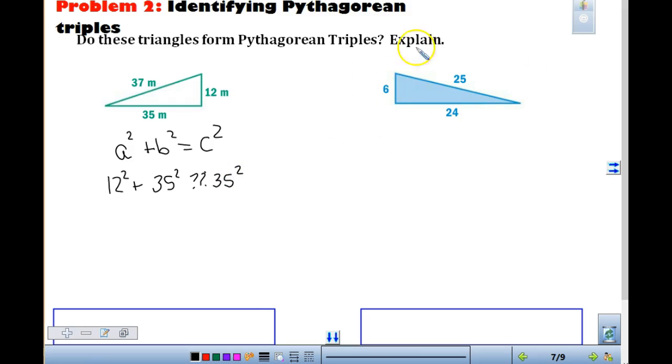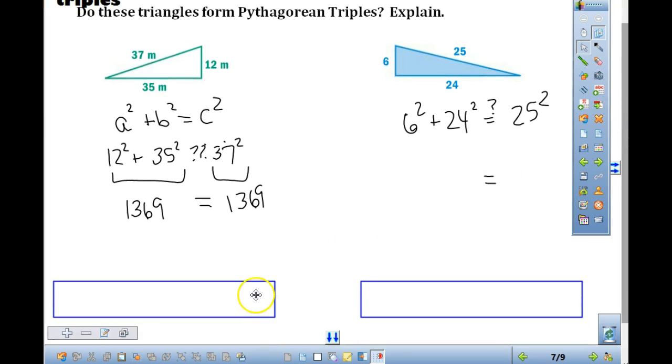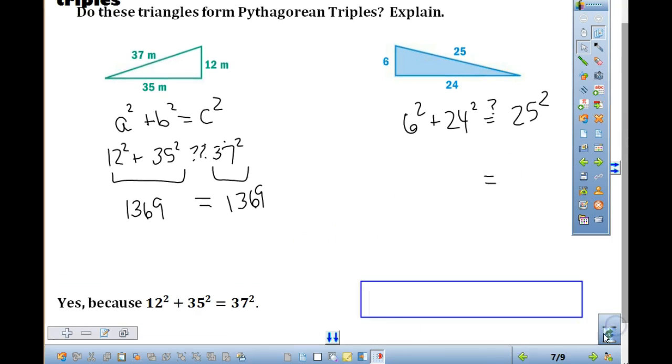Piper, if I'm looking at this triangle, how would I set it up to check if it's a Pythagorean triple? 6 squared plus 24 squared is equal to 25 squared, and we're trying to see. Please do those on your calculator right now. In the first case, we're going to have yes, because 12 squared plus 35 squared equals 37 squared. That is a true statement.